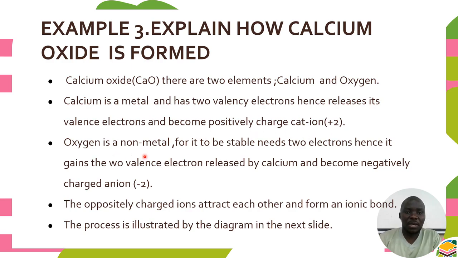And oxygen is a nonmetal. For it to be stable, it needs two electrons, hence it gains the two valence electrons released by calcium and becomes negatively charged. The oppositely charged ions attract each other and form an ionic bond. This process is illustrated by the diagram in the next slide.